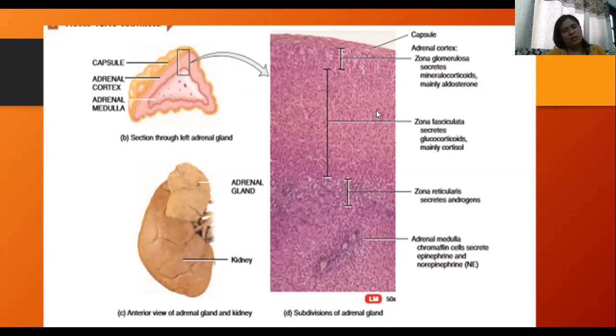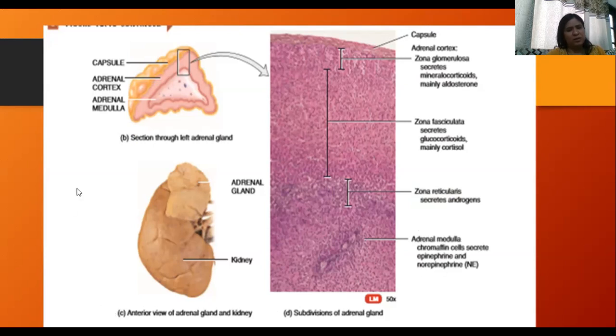And the adrenal cortex is further differentiated into three histological zones. That is, the outer zona glomerulosa, which secretes the mineralocorticoids, mainly aldosterone. The middle layer, zona fasciculata, secreting glucocorticoids, mainly cortisol. And the innermost layer, zona reticularis, secreting androgens, right? And the adrenal medulla secretes a different set of hormones, that is epinephrine, norepinephrine, and small amounts of dopamine, right?